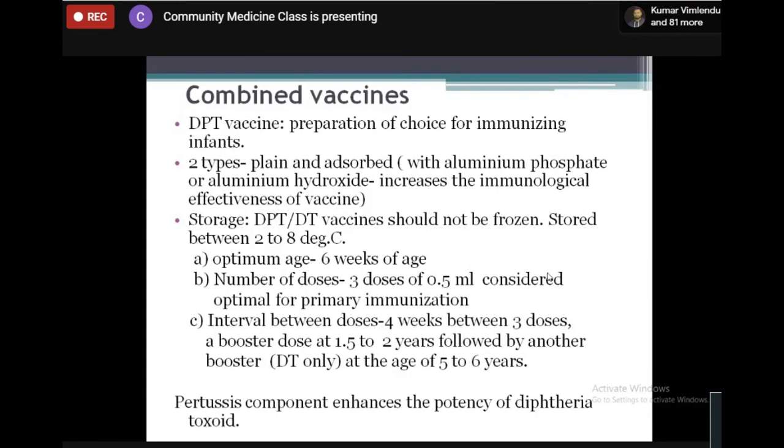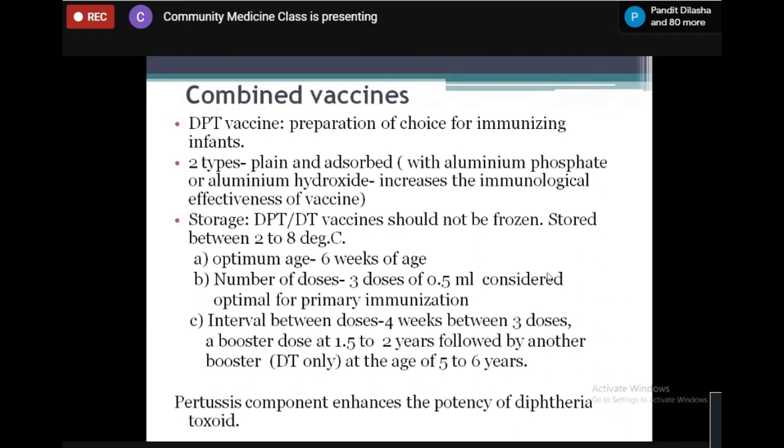Okay, and the interval between doses is 1 month apart. Then the booster dose is not given in Nepal but in western countries. A booster dose at 1.5 years to 2 years is given, and again after 5 years a DT booster dose is given, because after 5 years pertussis vaccine is not given, so only DT is given. So two booster doses are given in western countries, but for Nepal only the primary doses are given. Pertussis is added to this DPT because this pertussis component enhances the potency of diphtheria toxoid, so the diphtheria toxoid's potency will be increased by the pertussis component. That's why they are combined.